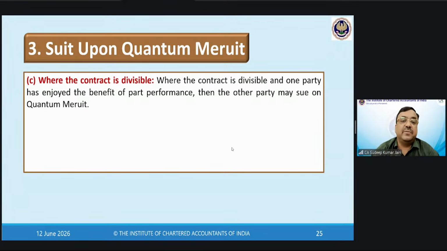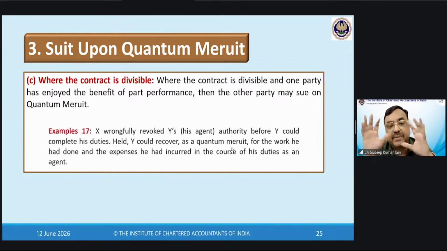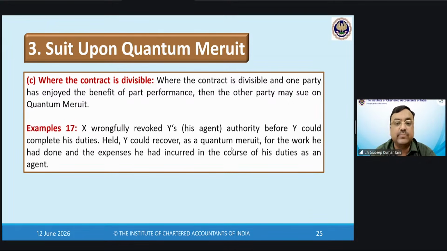Where the contract is divisible, and one party has enjoyed the benefit of part performance, then the other party may sue on the quantum meruit. भाई divisible है, so that he can claim the payment for the part of the work he has completed. X wrongfully revoked Y's agent authority before Y could complete the duties. Held, Y could recover on quantum meruit for the work he has done and expenses he had incurred in the course of his duty as an agent.